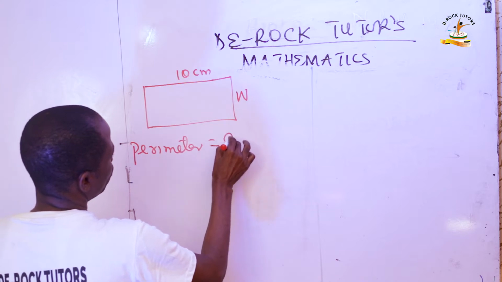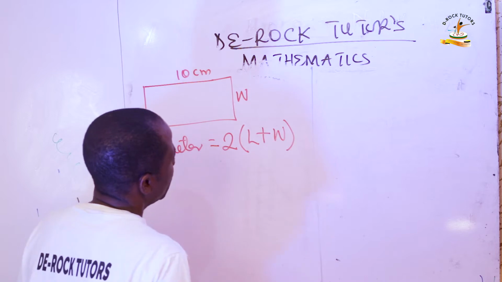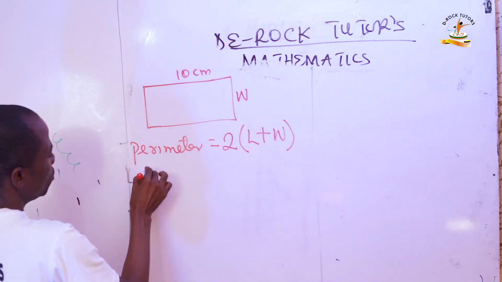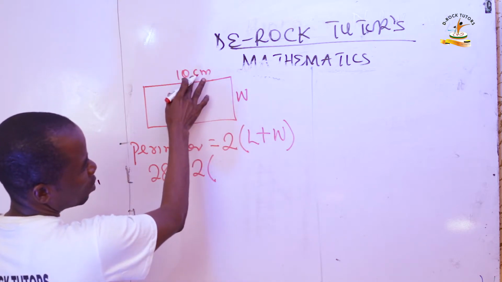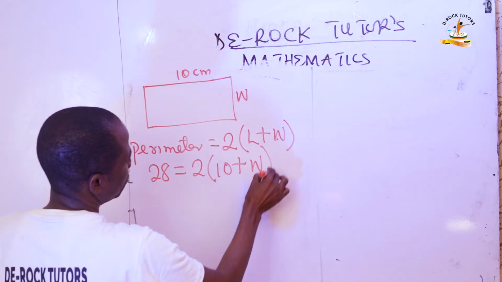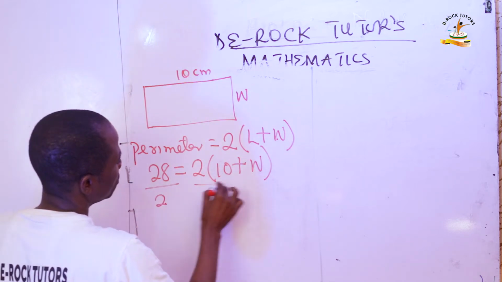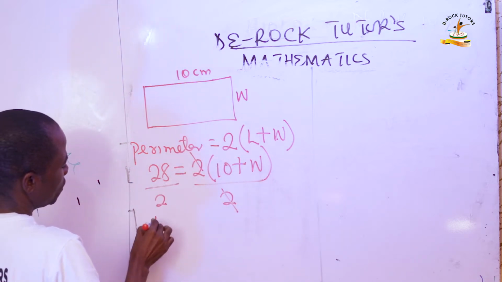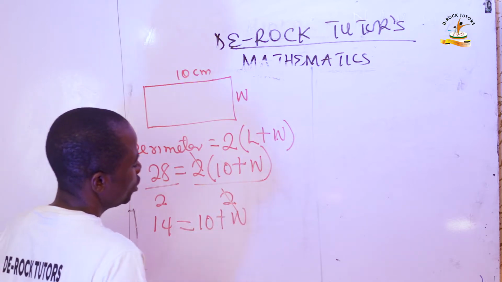is equal to 2 into length plus the width. And the good thing is we're given the perimeter to be 28. So 28 is equal to 2 into the length, which is also given as 10, plus the width, which we can calculate now. If we divide both sides by 2, this cancels this, and 28 divided by 2 gives us 14 is equal to 10 plus the width.